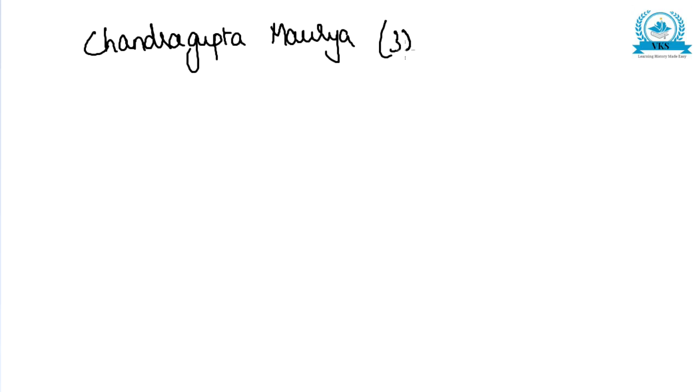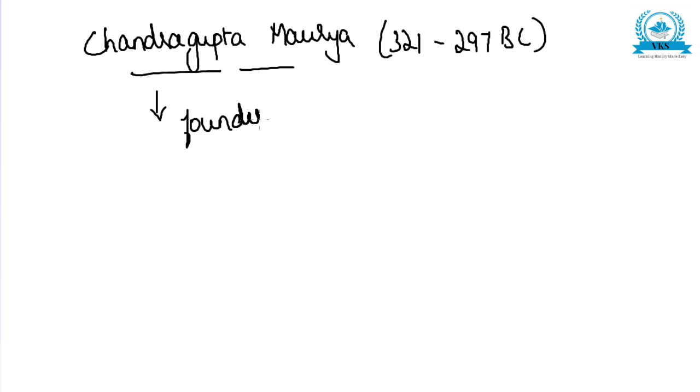Okay, so here we will see about Chandragupta Maurya. His time period is 321 to 297 BC. So Chandragupta Maurya was the founder of the Mauryan dynasty, and he seems to have belonged to a very ordinary family that we have already discussed.